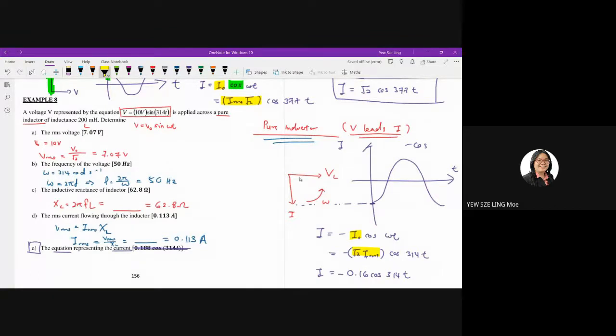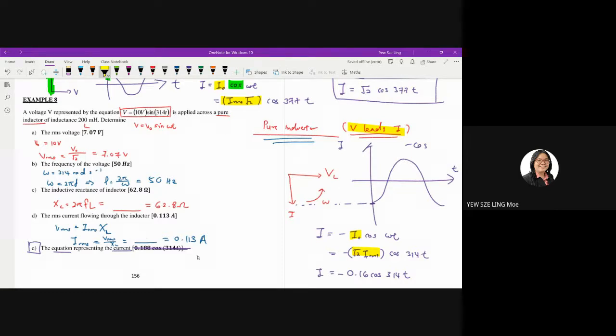Very similar to example 7, but now you have a pure inductor, where in a pure inductor circuit V leads I. You need to know which one leads and which one lags behind. And when you have a pure R circuit, what happens? If you have a pure R, then V and I are in phase. They are pointing towards the same direction. So if V is sine, then I is also sine. If V is cos, then I is also a cos function in a pure resistor circuit.